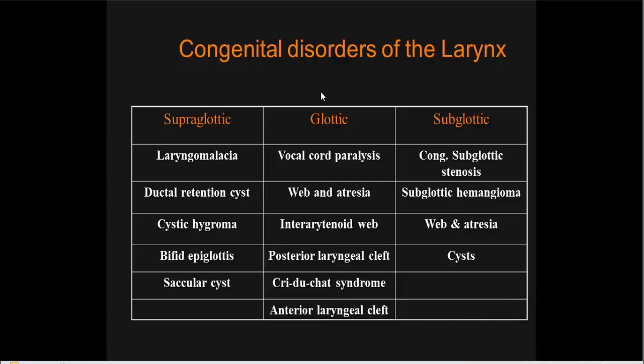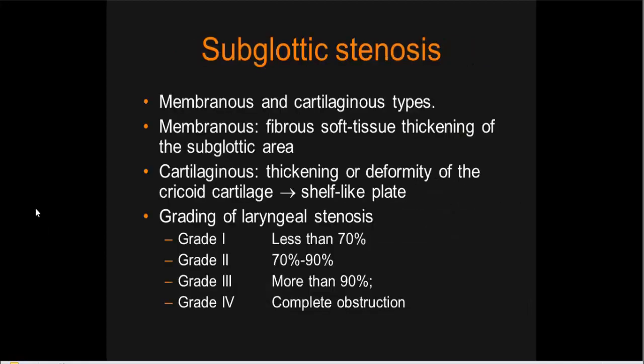Congenital disorders of the larynx, either supraglottic, glottic, or subglottic. Supraglottic: laryngomalacia, ductal retention cyst, cystic hygroma, bifid epiglottis, saccular cyst. Glottic: vocal cord paralysis, web and atresia, interarytenoid web, posterior laryngeal cleft, cri-du-chat syndrome, anterior laryngeal cleft. Subglottic: congenital subglottic stenosis, subglottic hemangioma, web atresia and cysts.